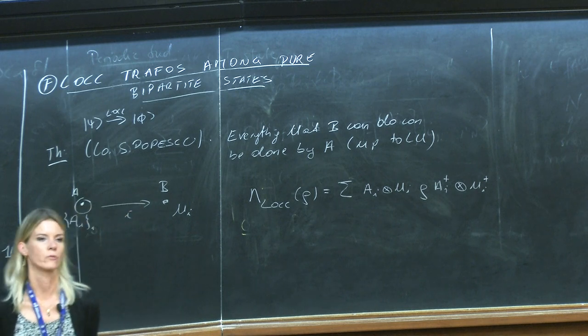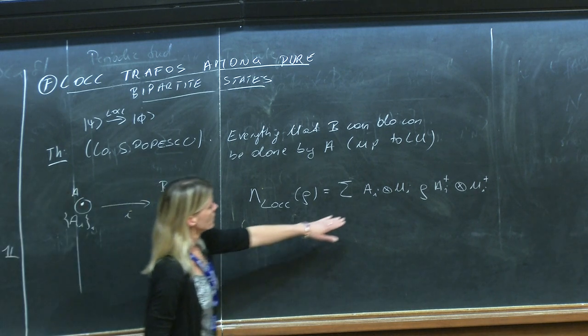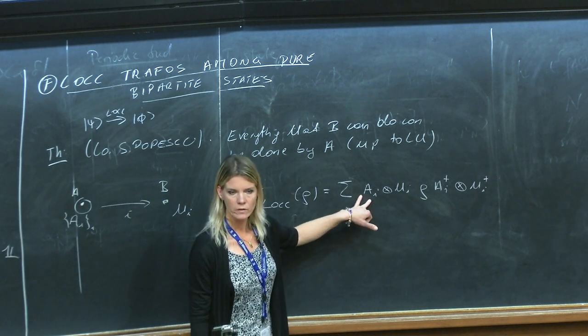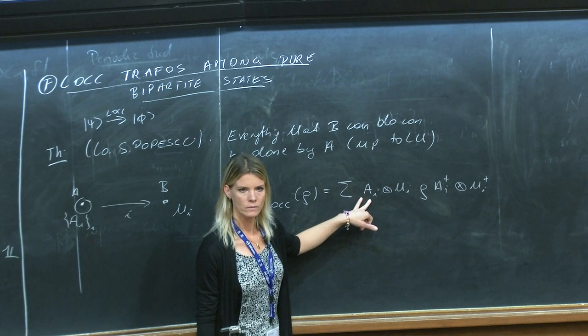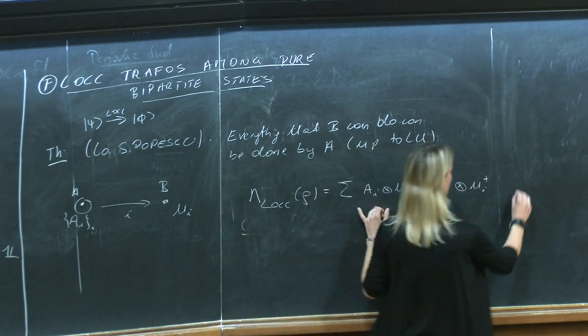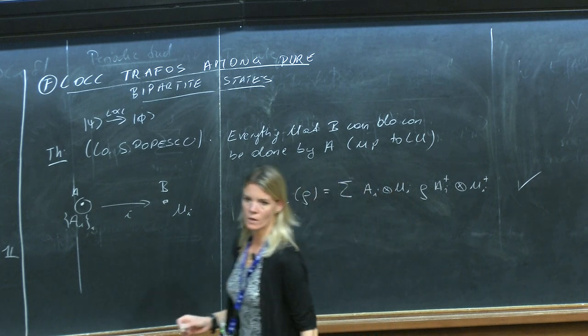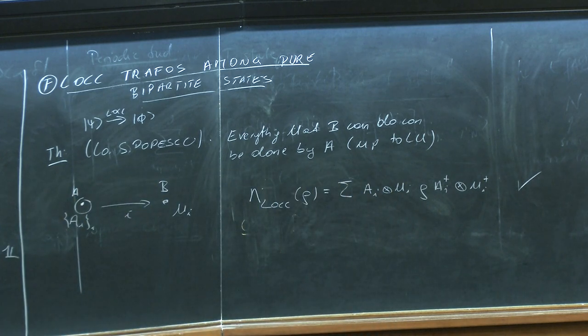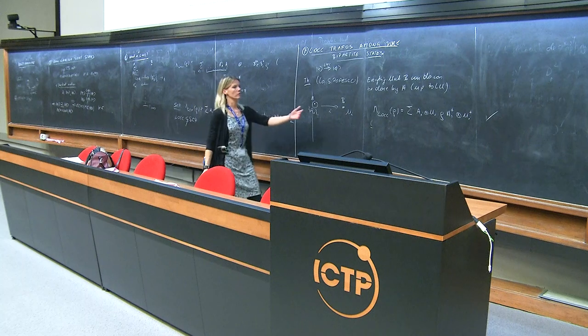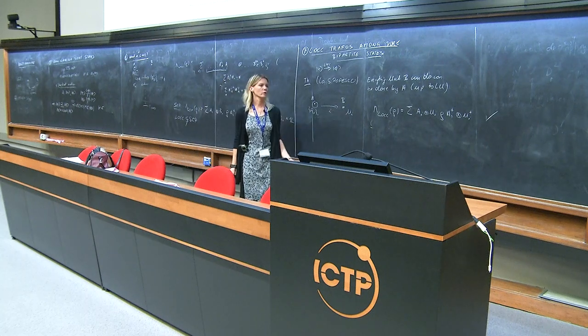That's it. So I only have to check then that this set of A_i fulfills the completeness relation. Okay, so this is very easy to do. This means that in the bipartite case, we are very lucky, because the kind of transformations that we have to study in order to study entanglement become very simple. Okay?